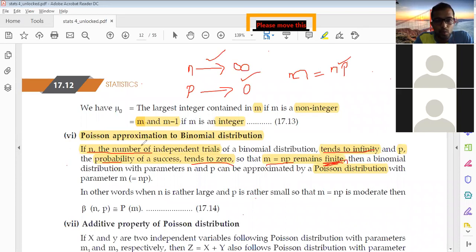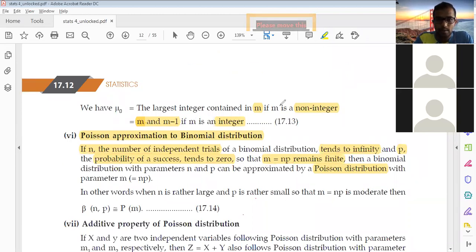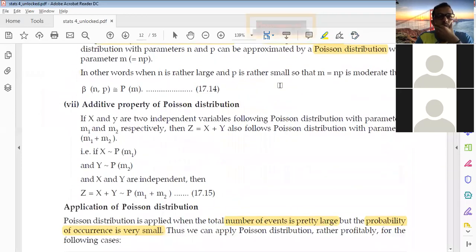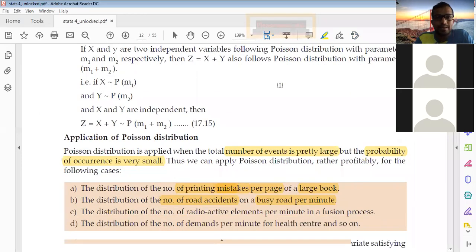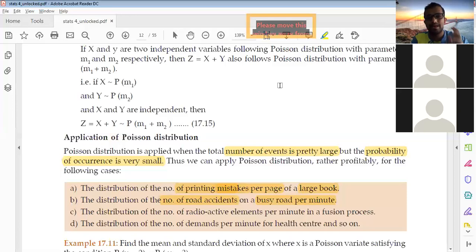Only then can you do the Poisson approximation to the binomial distribution. This was an important point that I told you. Then we went a little further and saw the additive property. The additive property was the same as in binomial, only M1 plus M2, nothing more.